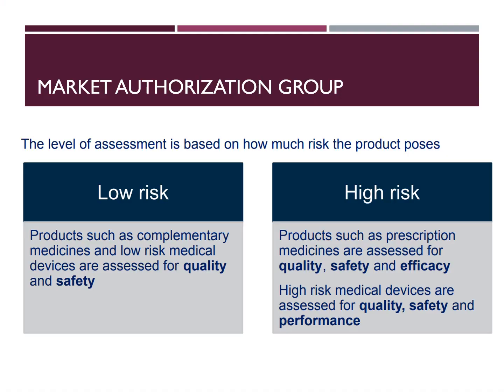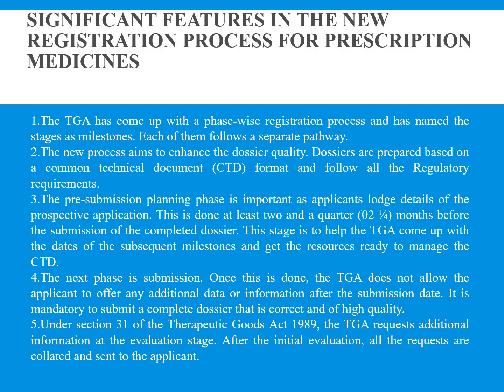Market authorization group. The level of assessment is based on how much risk the product poses: low risk and high risk. Low risk products such as complementary medicine and low-risk medical devices are assessed for quality and safety. High-risk products such as prescription medicine are assessed for quality, safety, and efficacy. High-risk medical devices are assessed for quality, safety, and performance.